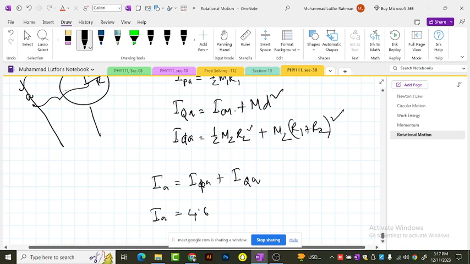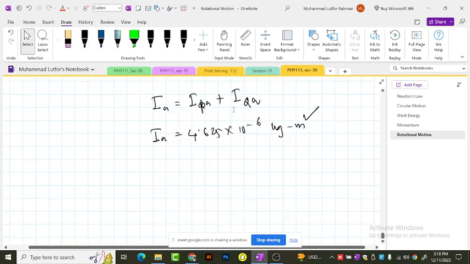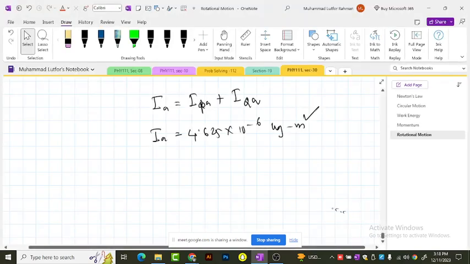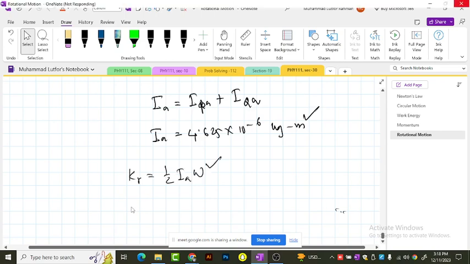4.625 times 10 to the minus 6 kg meter squared. And the energy required to rotate at angular velocity omega, the rotational energy, should be half of I_A omega squared. Omega is given, which is 2 rad per second. If you plug in that information, this rotational kinetic energy is going to be 9.25 times 10 to the minus 6 joule.